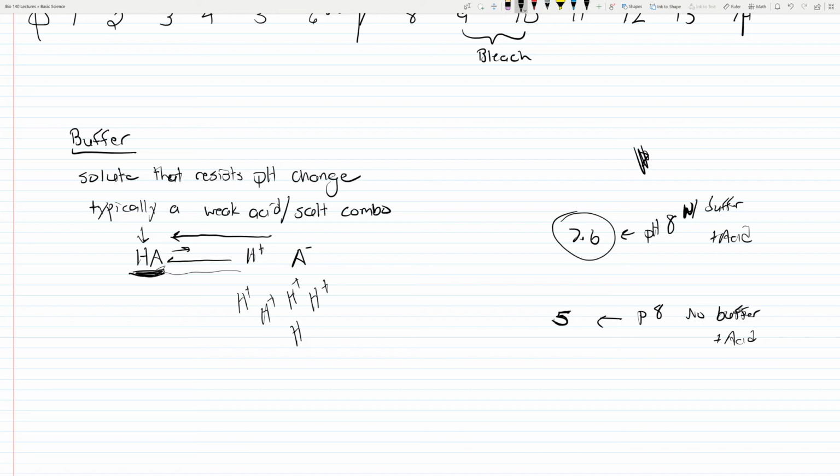Okay, you don't even have to remember the acid salt combo. You can just forget I said that. Actually, just forget I wrote any of that down. I just need you to know what a buffer is.